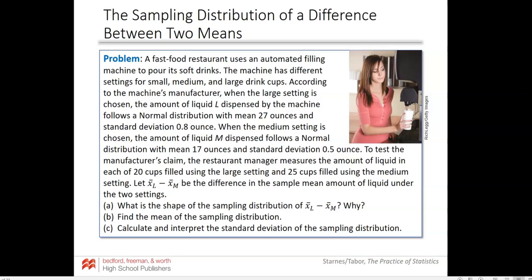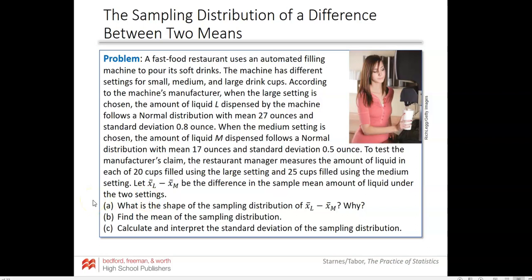To test the manufacturer's claim, the restaurant manager measures the amount of liquid in each of 20 cups filled using the large setting and 25 cups using the medium setting. So the notation there is X bar of the large cup minus X bar of the medium cup. I like to use L and M and not 1 and 2. If you use generic terms like 1 and 2, you would have to define what 1 means. 1 is the mean of the large cups. 2 is the mean of the medium cups.